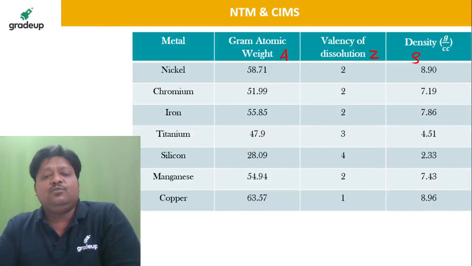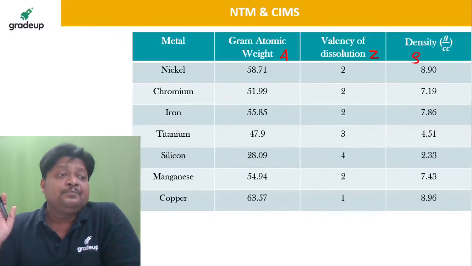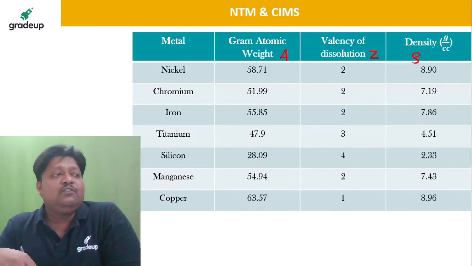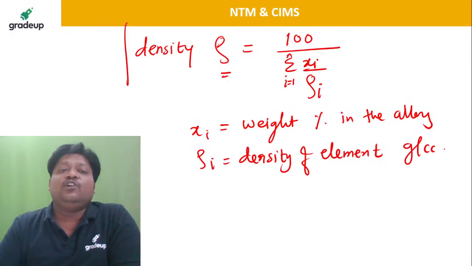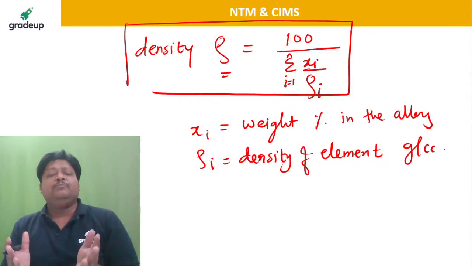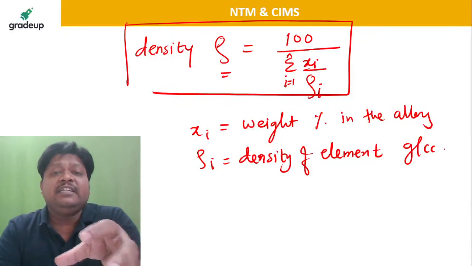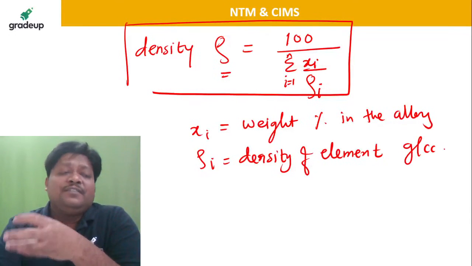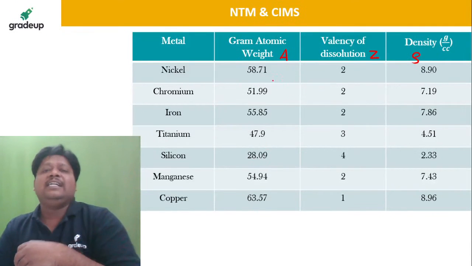Now using this data, dear students, you are going to calculate the material removal rate in centimeter cube per minute for this alloy. Shall we begin the calculation? What is the first thing to calculate? We first need to calculate the density of this alloy, because there are n number of elements; it is not a pure element. The density of the alloy is 100 divided by the summation of xi divided by rho i. There are 7 elements, so i is equal to 7.